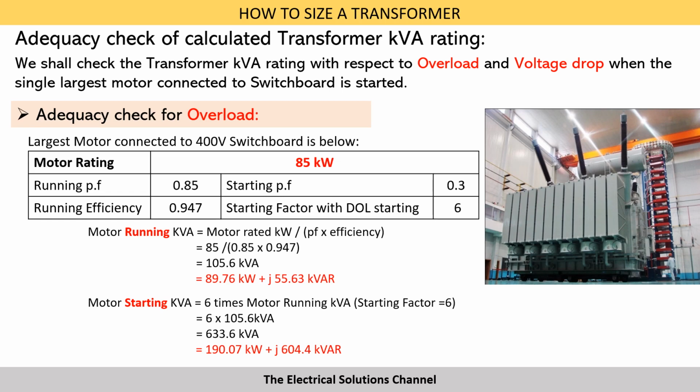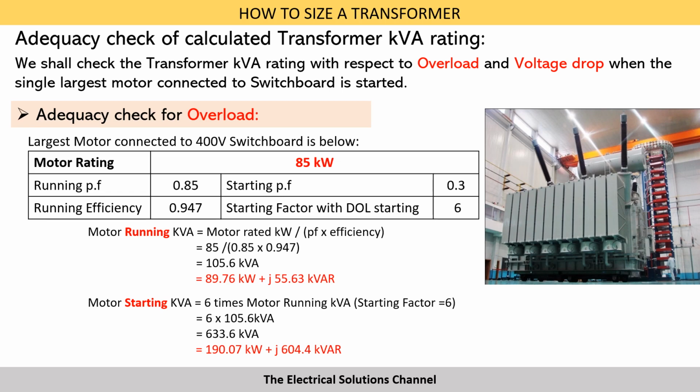Based on the motor data, we can calculate the motor running kVA as well as the motor starting kVA. The motor running kVA is calculated as motor rated kilowatt divided by power factor into efficiency, which works out as 105.6 kVA or 89.76 kilowatt plus 55.63 kVAR.